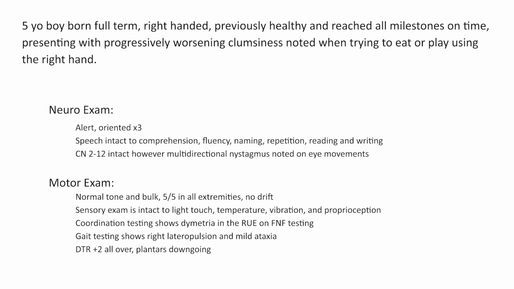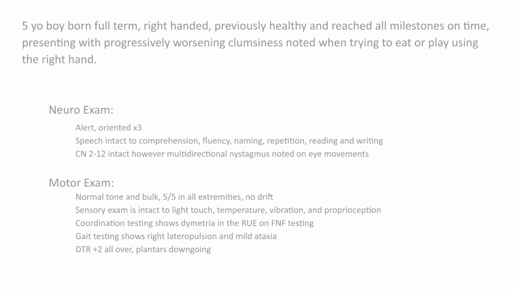His coordination testing shows that he has dysmetria in the right upper extremity on finger-nose-finger testing. And his gait testing shows that he has right lateral pulsion and mild ataxia. His deep tendon reflexes are intact, his plantar reflexes are intact and downgoing. So where do you think the lesion is, and what is the lesion? And again, you're going to go through the same exercise.